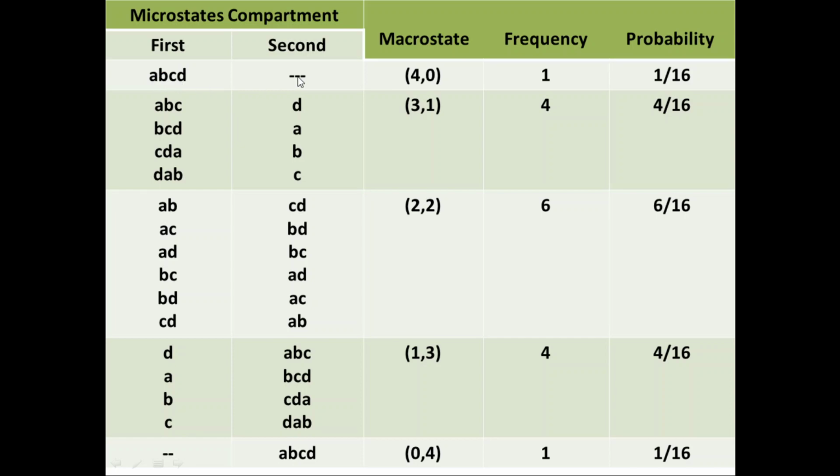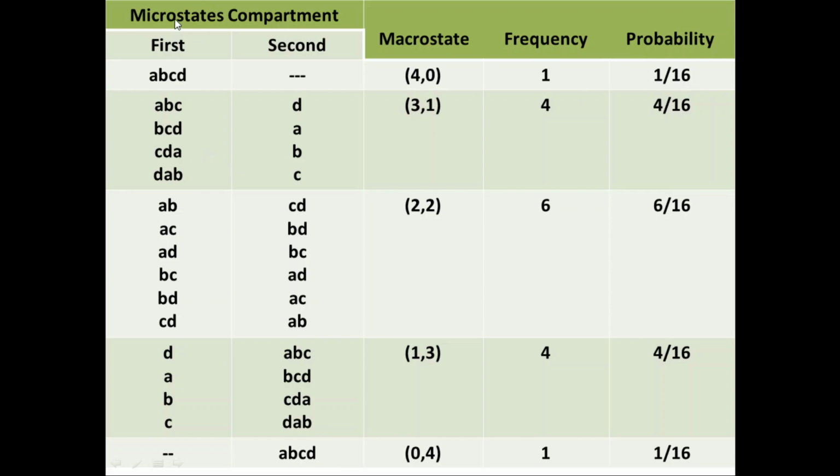If in the first compartment the particles are A, B, C and D, and the second one is empty, then the macrostate is 4 in the first compartment. In the second compartment there is no particle, so this is 0. The frequency is 1, because this occurs 1 time. Then the probability is 1, meaning the microstate, divided by 16. 16 means the total number of trials. That's why the probability of this is frequency 1, that is 1 over 16.